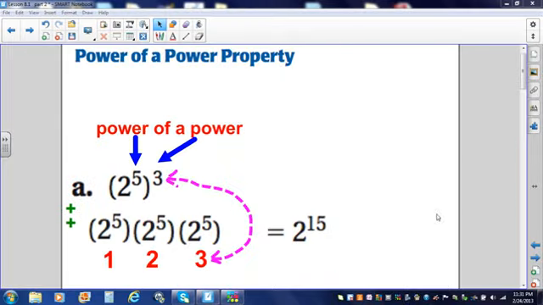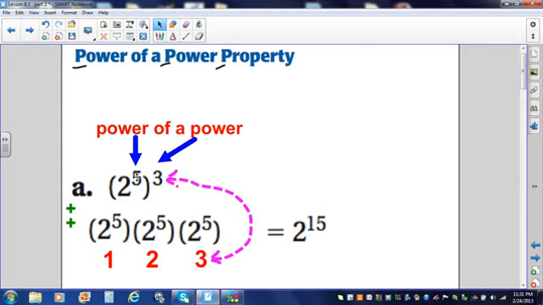Now for our new problem, we're going to talk about the power of a power property. Power of a power property. No, not p to the 4th. That would only be p to the 3rd power. Come on. Alright, so if you would, write this problem on your paper.